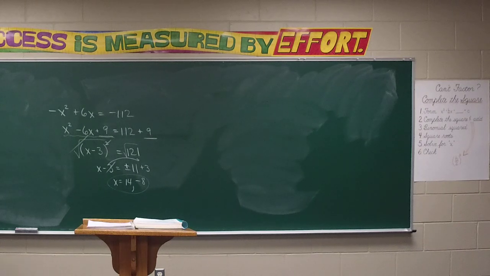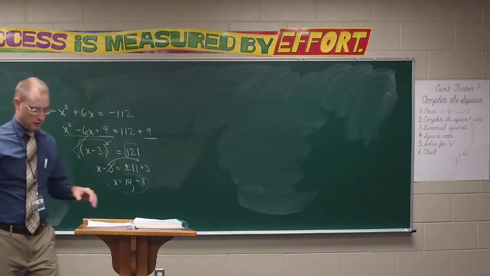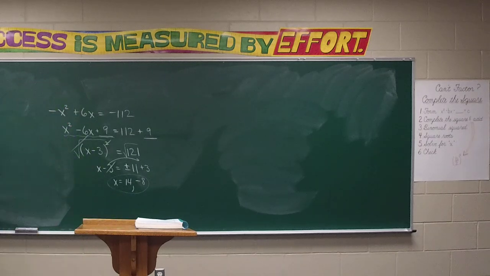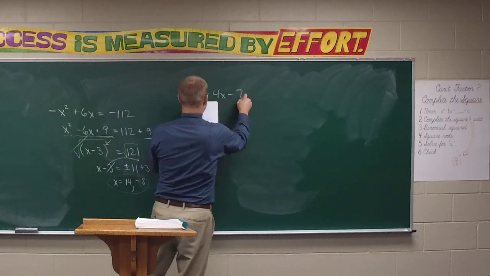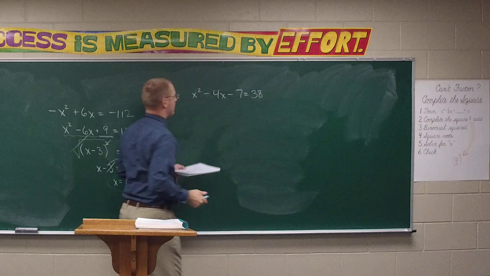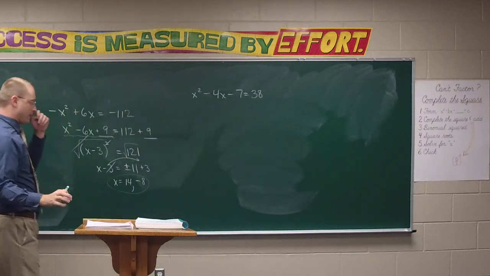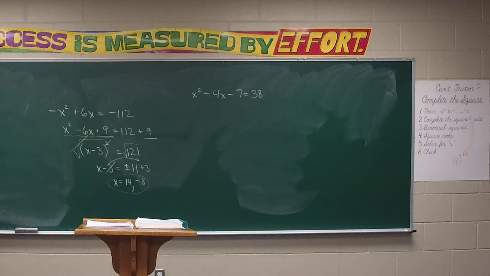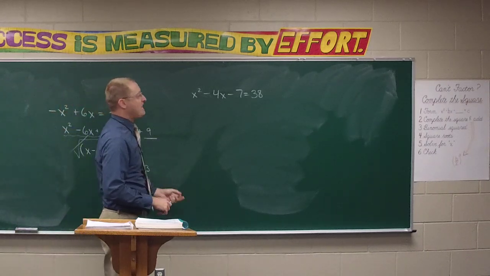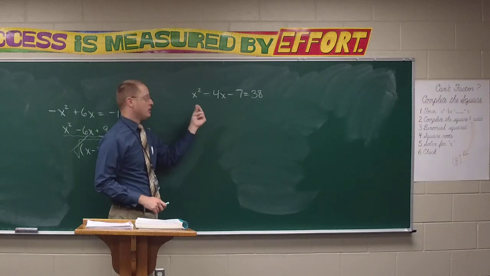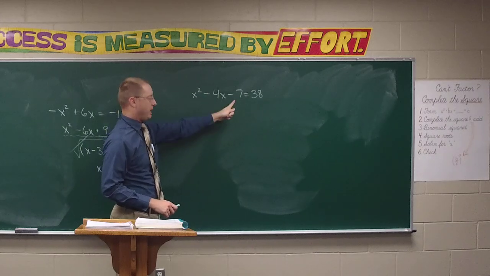Questions on this? Let's do several of these together. Write this problem down there at your seats if you would, please. And I'll come over this side. X squared minus 4x minus 7 equals 38. Step number 1 is to get the correct form. We want the x squared by itself, check. We want the bx, and we really hope it's even, check. And we want an empty spot, not check.